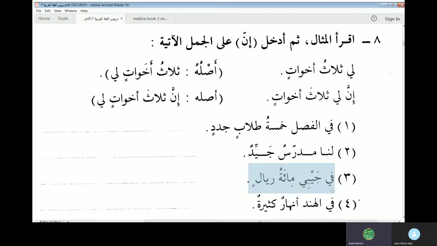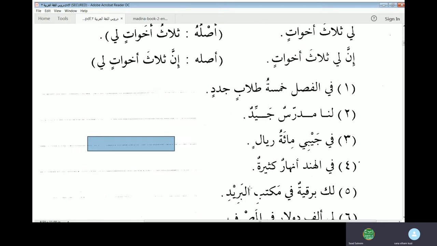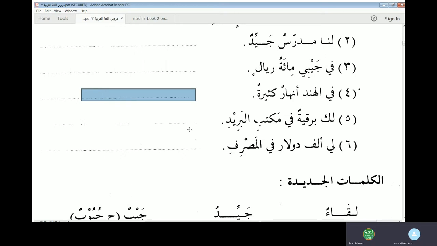Fi jaybi miyatu riyalin. In my pocket, there are 100 riyals. Inna fi jaybi miyata riyalin. Indeed, in my pocket are 100 riyals. Fil Hindi anharun kathiratun. In India, there are many rivers. Inna fil Hindi anharan kathiratan. Indeed, in India there are many rivers.